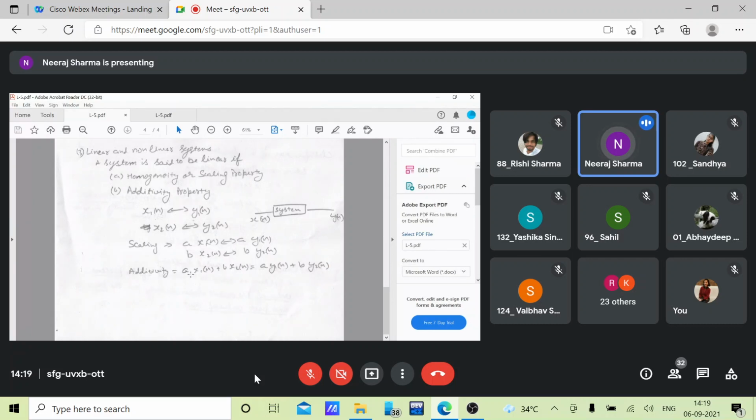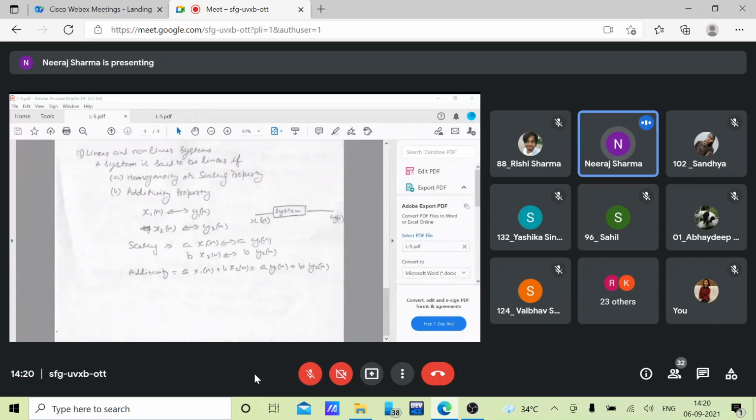The second condition is that it should obey the additivity property. The additivity property says that if we add a x1[n] plus b x2[n], then the output produced by this combined input should be the same as the sum of the individual outputs, that is a y1[n] plus b y2[n]. That is known as the additivity property. Any system which obeys these two properties, scaling and additivity, is known as a linear system. So if you have any question regarding how to identify a linear system, you can ask.